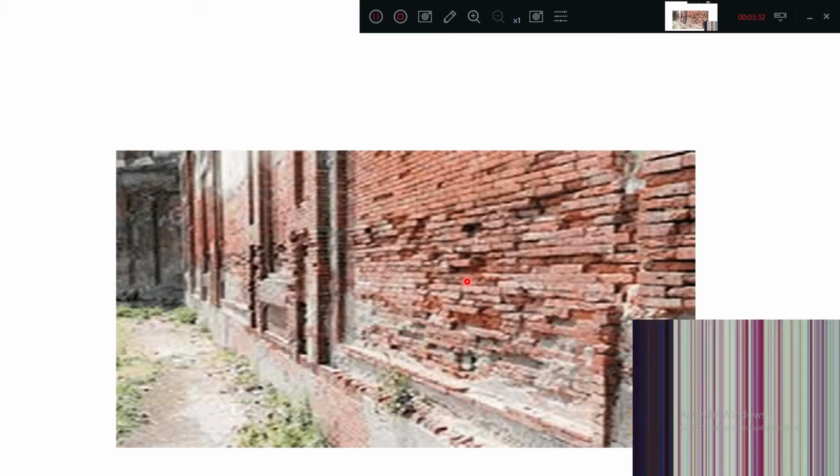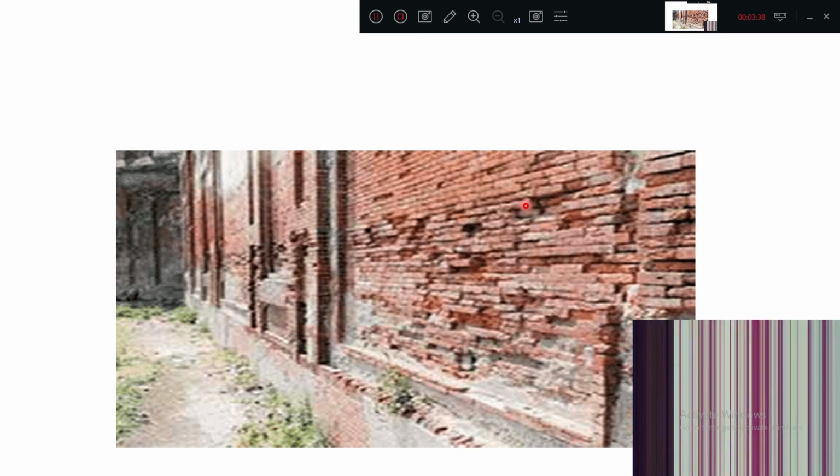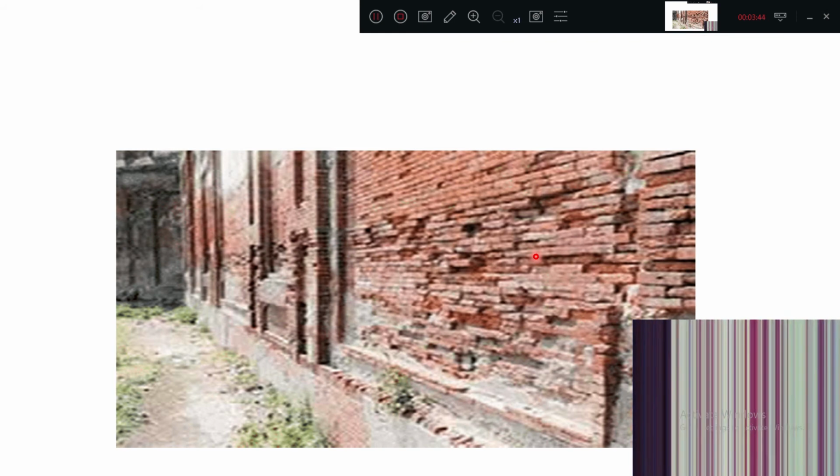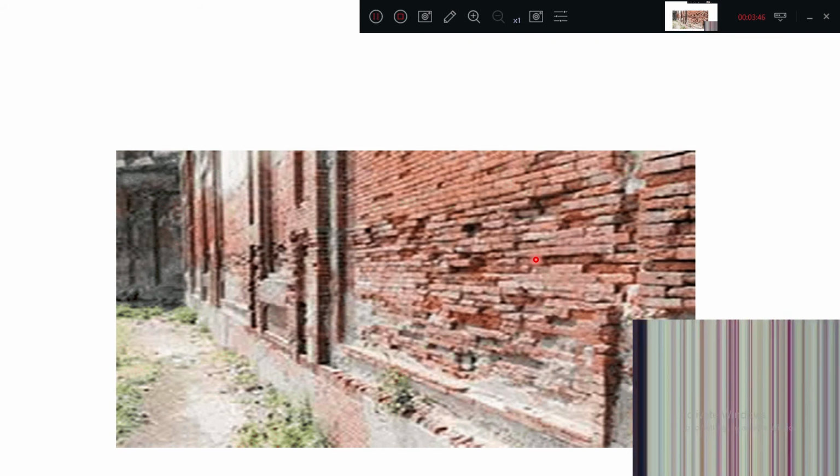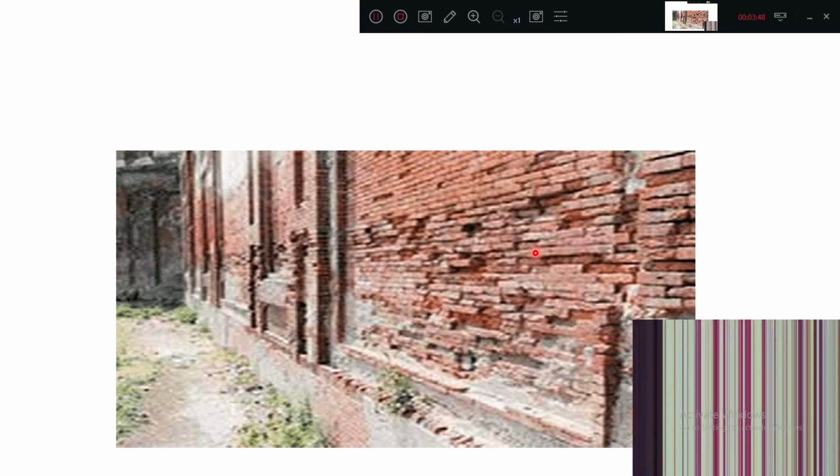This is a typical photo of erosion of mortar joints. You can easily see the brick units in between. Initially the mortar had been applied, but now you can see the bricks are there but the mortar is washed away. So this is called erosion of mortar.